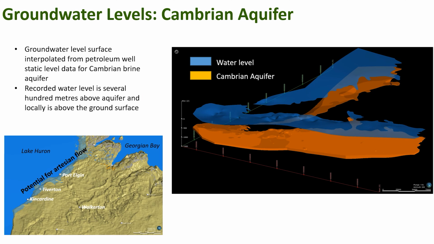This example is for the Cambrian aquifer. Again, the groundwater level surface is interpolated from petroleum well static level data for the Cambrian brine aquifer. In this case, the recorded water level is several hundred meters above the aquifer and locally is above the ground surface.